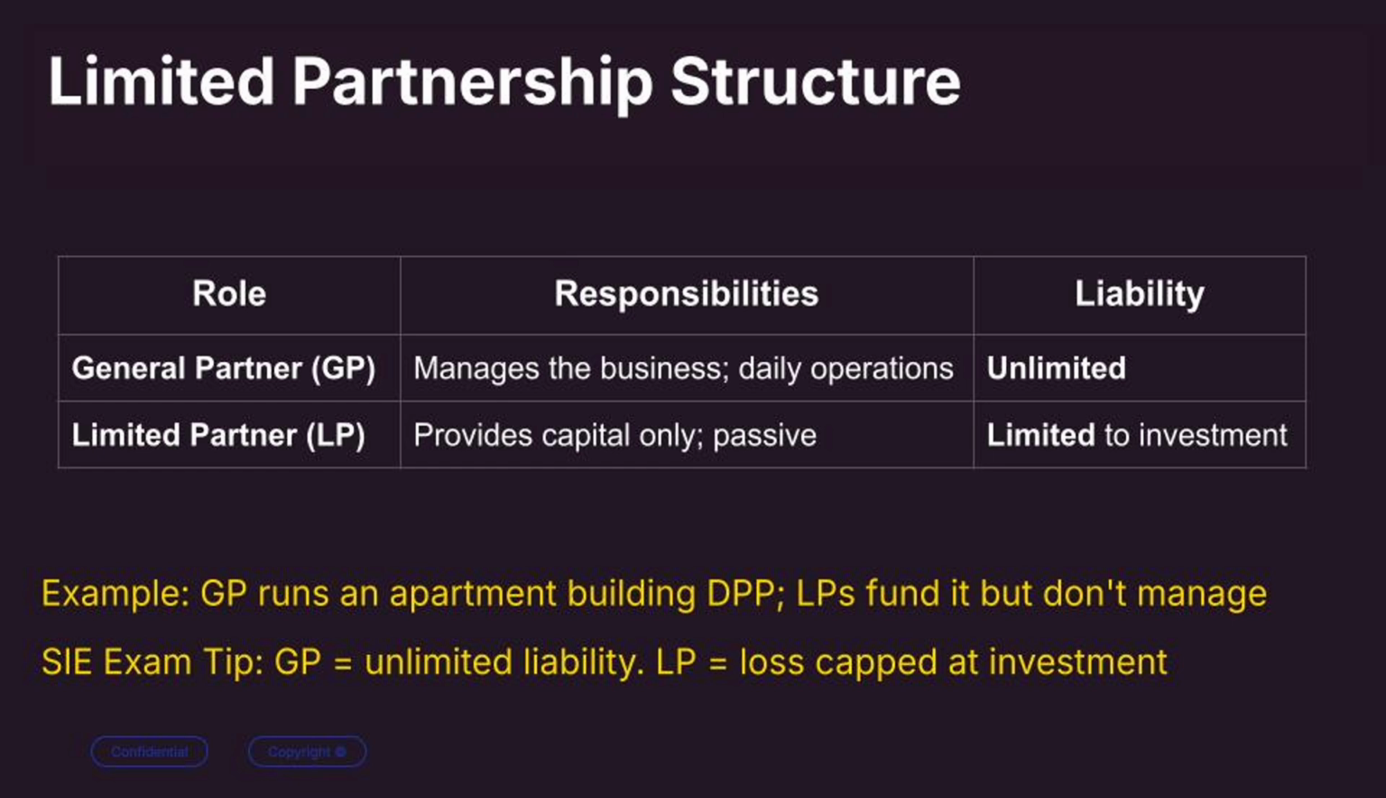Quick example. Imagine a GP running an apartment building DPP. The LPs fund the deal, but they don't pick the tenants or sign contracts. If you see a question contrasting GP and LP liability, the answer is almost always the same: GP unlimited, LP capped at investment.